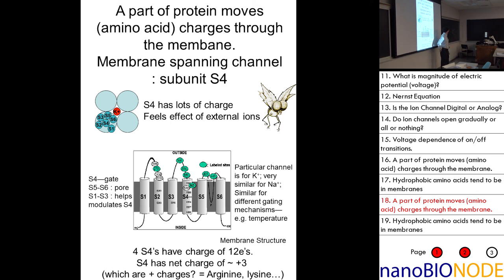This is quite unusual, to have a membrane protein be positively charged inside the membrane. It takes a lot of energy. So again, we have 12 electrons equivalent, divided by 4, because you have 4 per channel, that's effectively 3 per subunit.